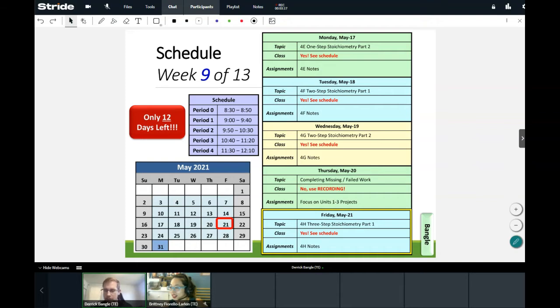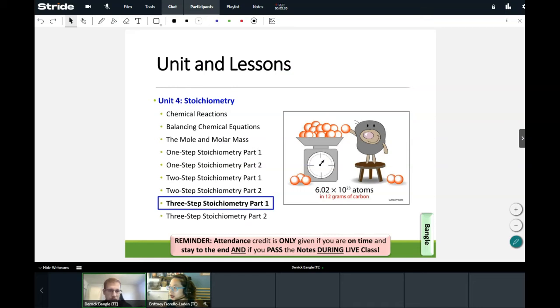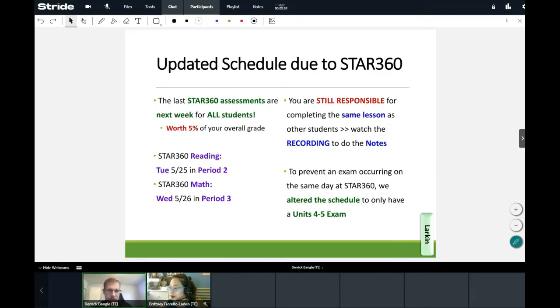Today is going to be another two-part lesson, but the first part of our three-step stoichiometry calculations. We'll get into what exactly that entails in a little bit. But we have two lessons left in the unit. Let's go and talk about the tests again.